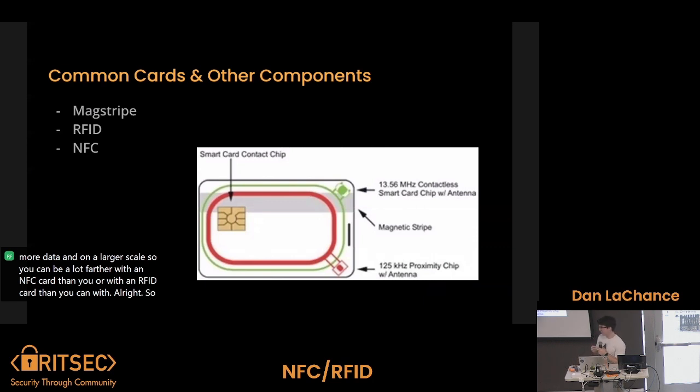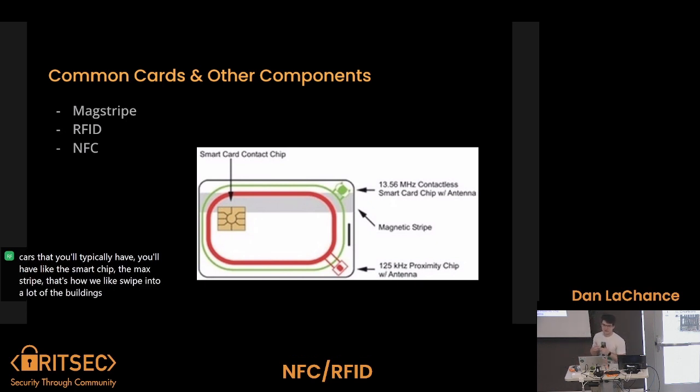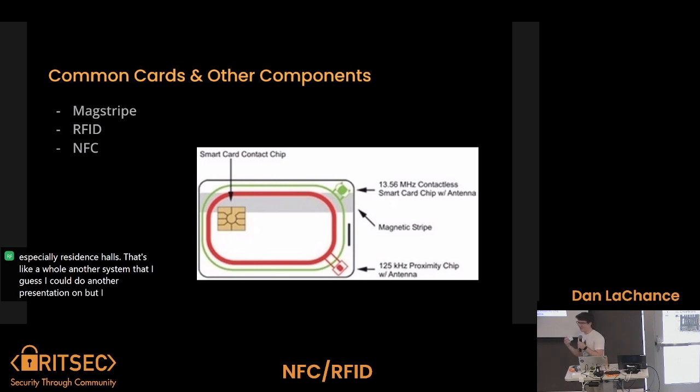So some other components of cards that you'll typically have. You'll have the smart chip, the mag stripe. That's how we swipe into a lot of the buildings on campus, especially residence halls. That's a whole other system that I could do another presentation on, but you have to have other tools for that. And then the NFC and RFID chips are right there. NFC is for close contact, and RFID is for a little bit farther away.